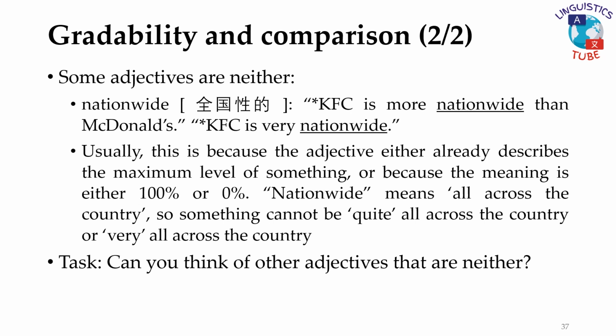As I discussed on the previous page, the reason for some adjectives not being gradable nor comparative is because the adjective either already describes the maximum level of something, or because the meaning of the adjective is either 100% or 0%. In this case, nationwide describes the maximum level of something, because it means in all parts of the country. So, something cannot be quite in all parts of the country, or very in all parts of the country. The core meaning of this word is that something exists everywhere, so it cannot exist quite everywhere, nor more everywhere than somewhere else.